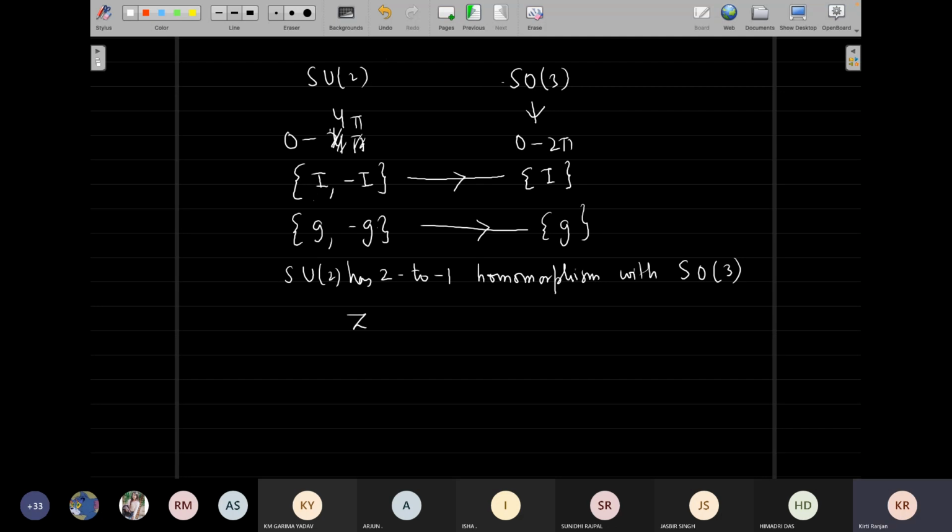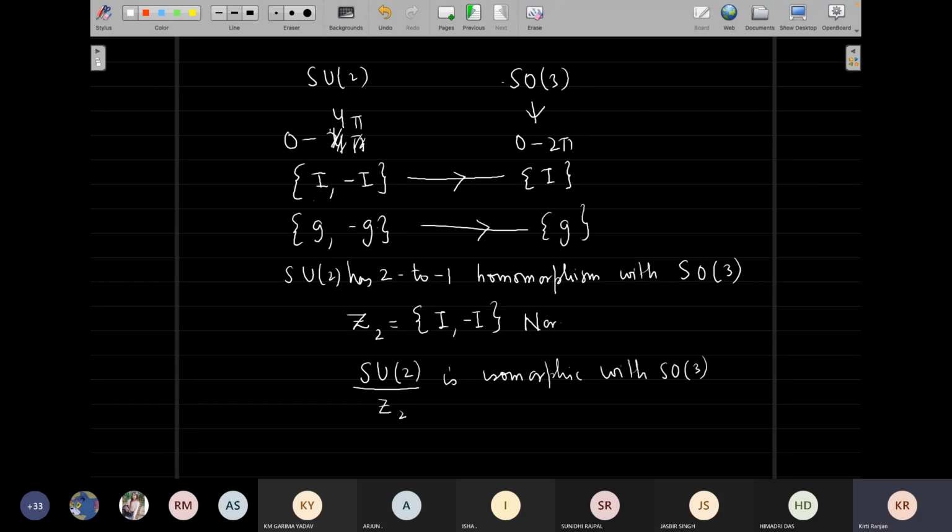And not only that, I can go one step further and say I define a two-member group, I and minus I. Remember, it will actually have all the properties which are there for the group elements: two elements, cyclic, abelian, whatever. SU2 over Z2 is isomorphic with SO3. And just to tell you what I have done, I am saying that there exists a group Z2, which is a normal subgroup, and I can write my SU2 divided by this subgroup Z2, which becomes what we call a factor or quotient group. Excellent. Factor or quotient group.